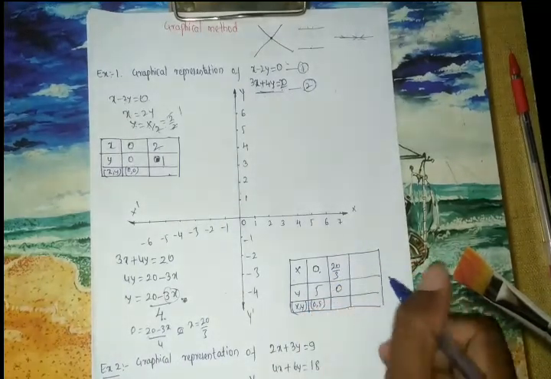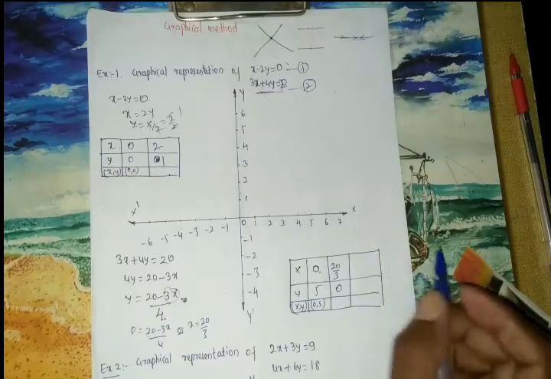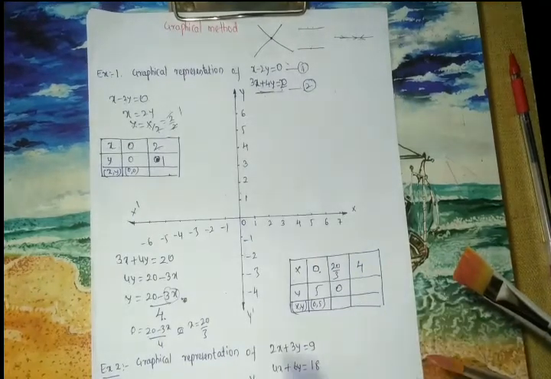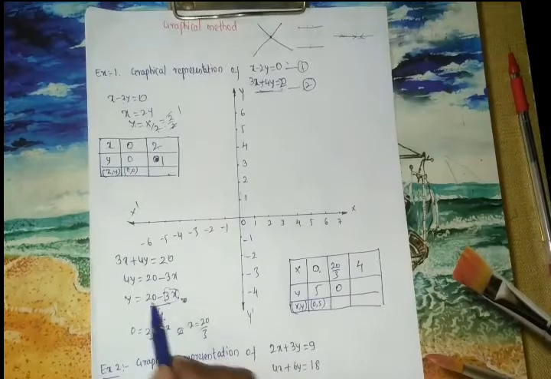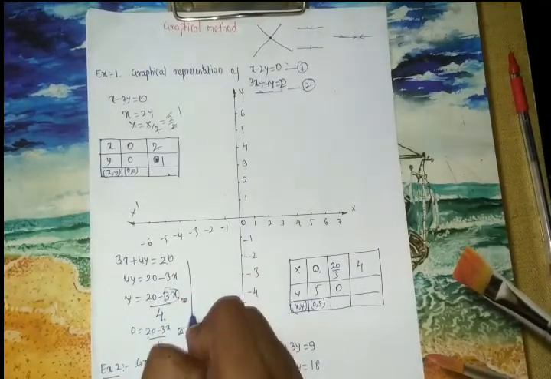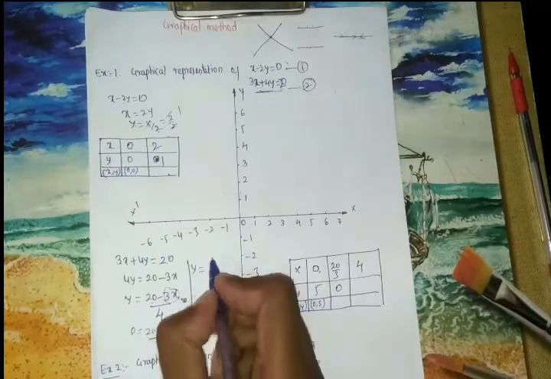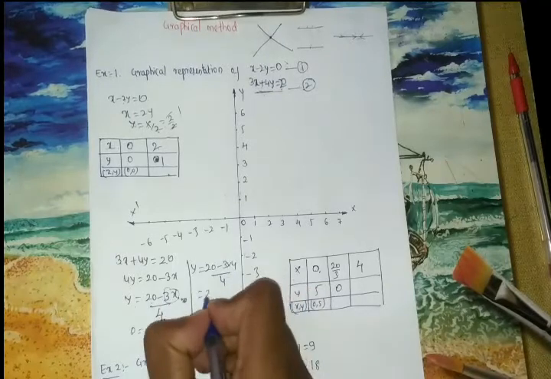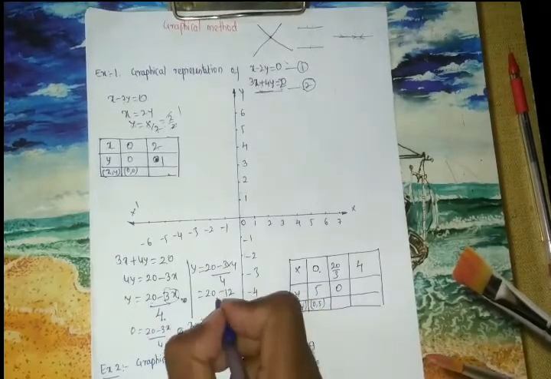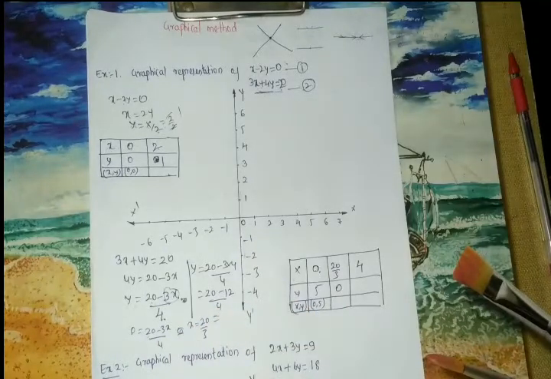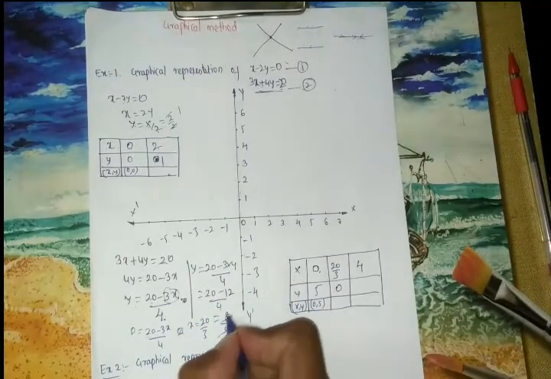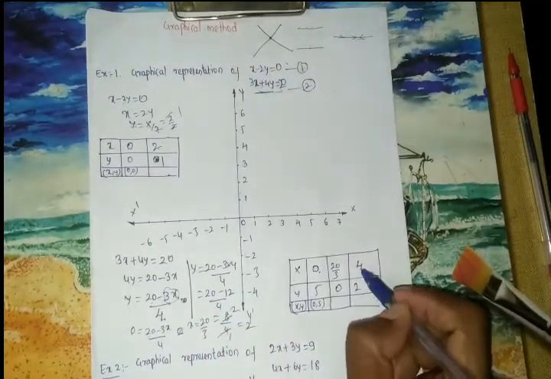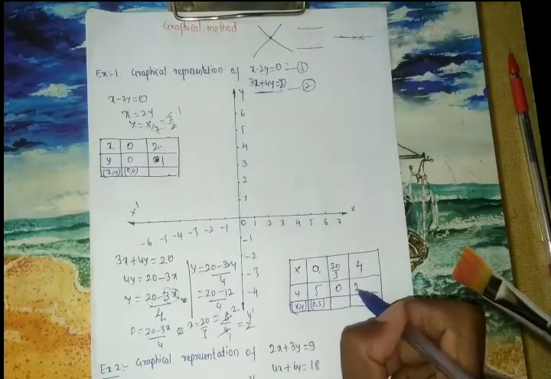Let me go with another value. You can take any value, say 4. If I substitute the value of x as 4, let me simplify here: y equals (20 minus 3 into 4) divided by 4. So it is (20 minus 12) by 4. It will be how much? 8 by 4, or 2. So y I will get 2. When I substitute x as 4, I get y as 2 here.